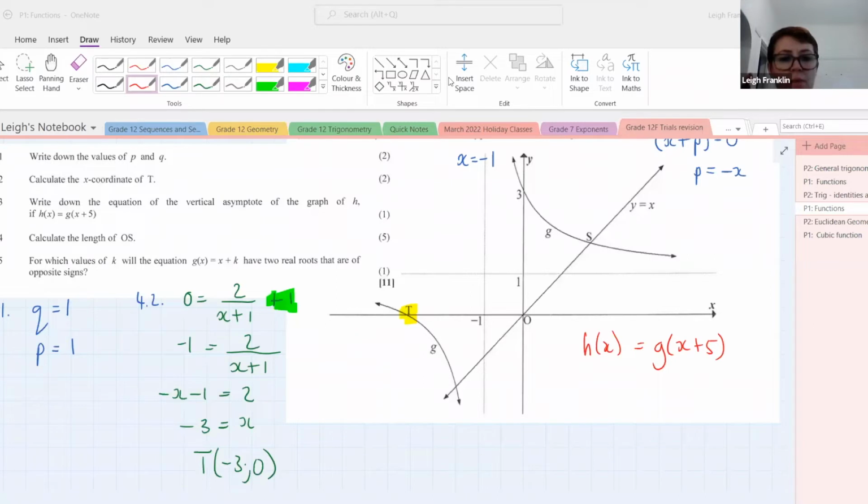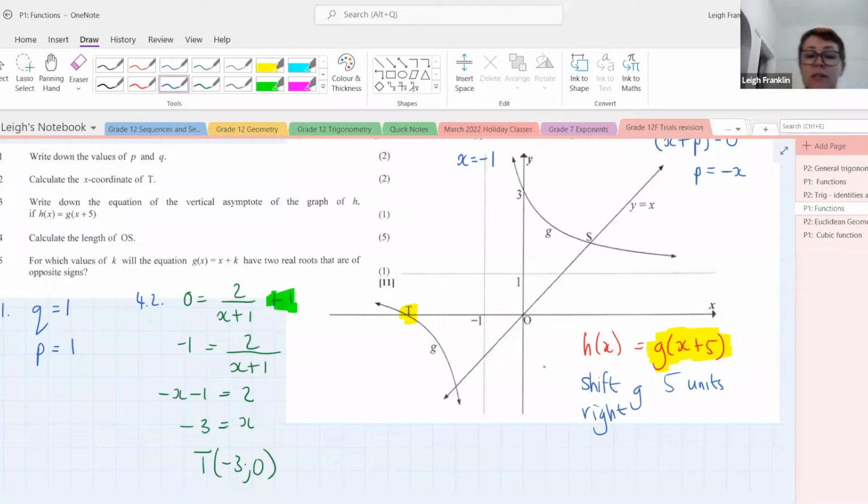So, Cassandra, does it mean that we add 5 to the x of h? No. In order to get the equation of the vertical asymptote, g of x plus 5 is an instruction to shift g 5 units to the what, left or right? What does this mean? Okay, it means, hang on a second. It means shift g 5 units right. Okay, but we do that by subtracting 5.